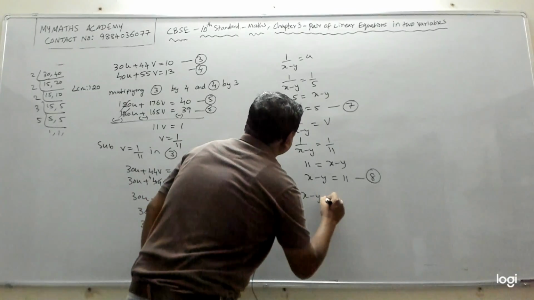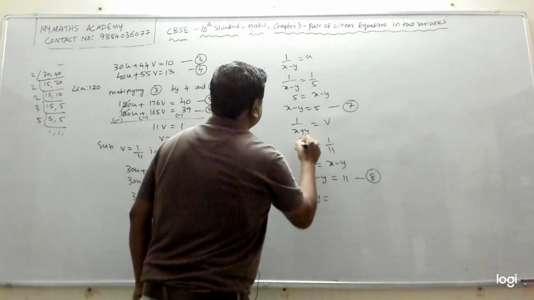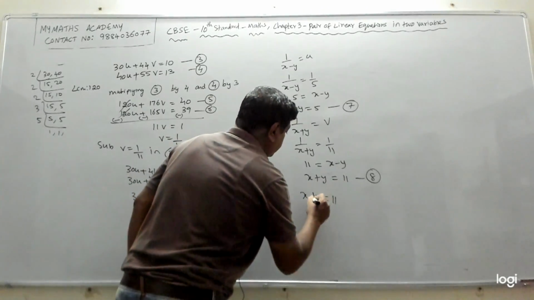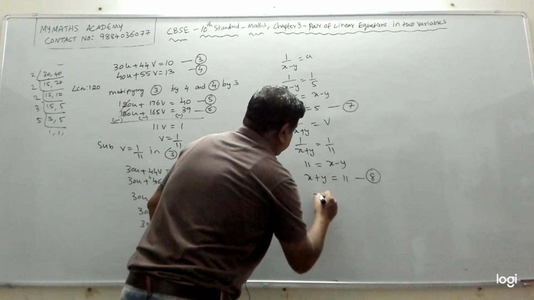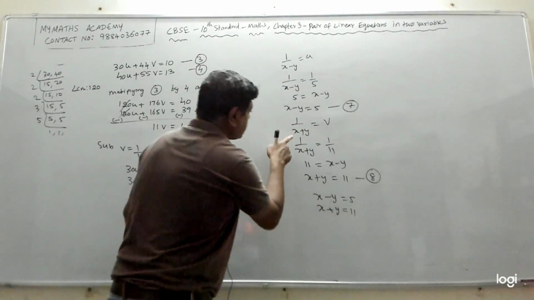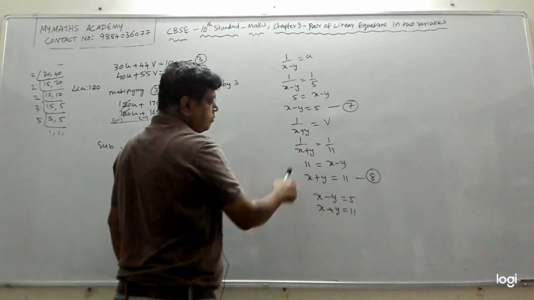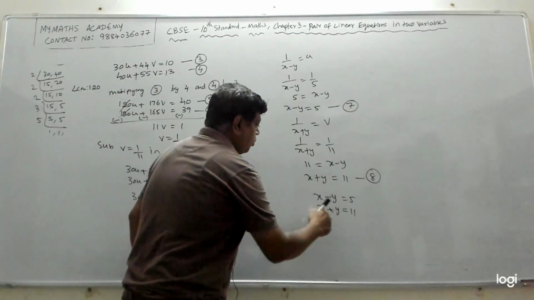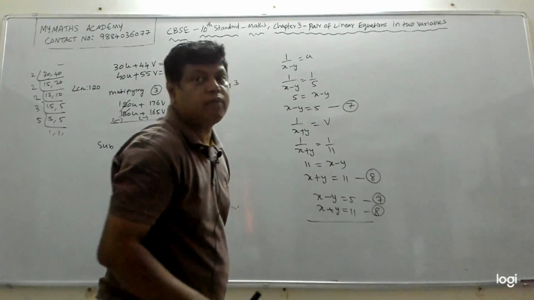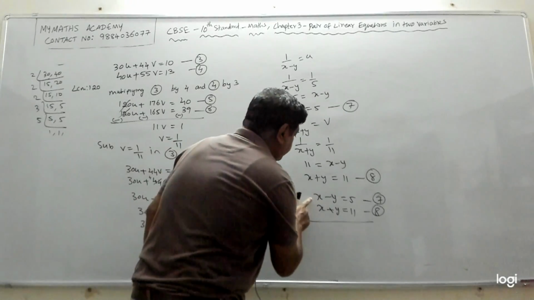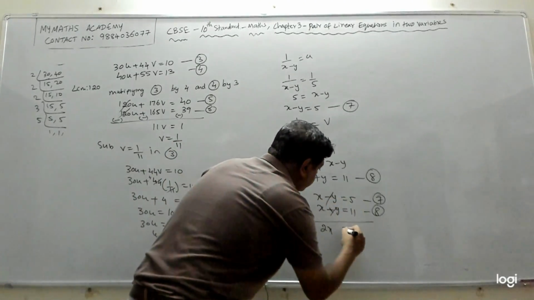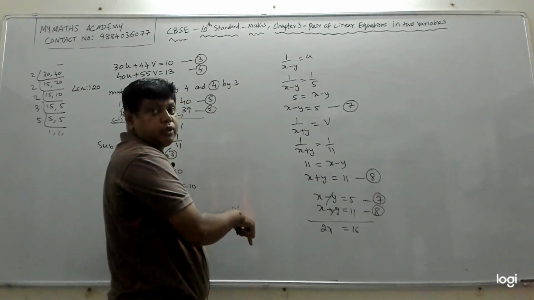Now we will solve the 7th and 8th equations to find the value of x and y. So x plus y is 5, x minus y is 11. Sorry, this is plus y. Now we have to solve the 7th and 8th equations and find the value of x and y. Now add them. If you add them, what do we get? x plus x is 2x, y will get cancelled, and this is 16. We are again applying the elimination method.